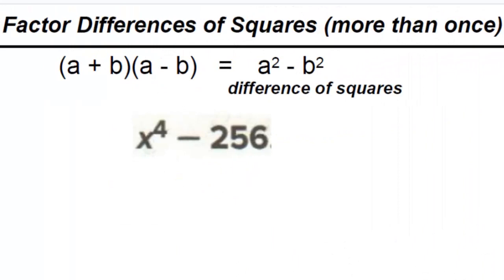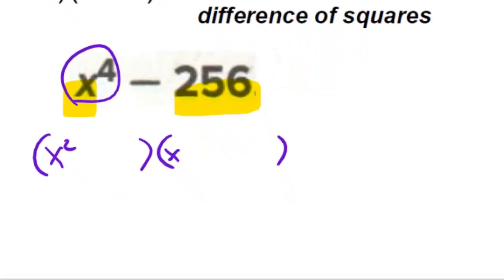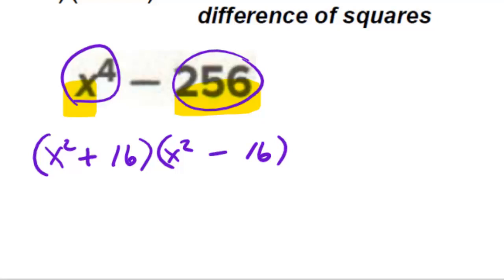In an earlier video, we said you had to factor completely, which means you may have to factor more than once. This is a common instance when we have difference of squares. We have a perfect square here and a perfect square here. So we set up our two factors, and the square root of x to the fourth is x squared, and I put that in both positions. The square root of 256 is 16, I put that in both positions. I make one of them positive and one of them negative.